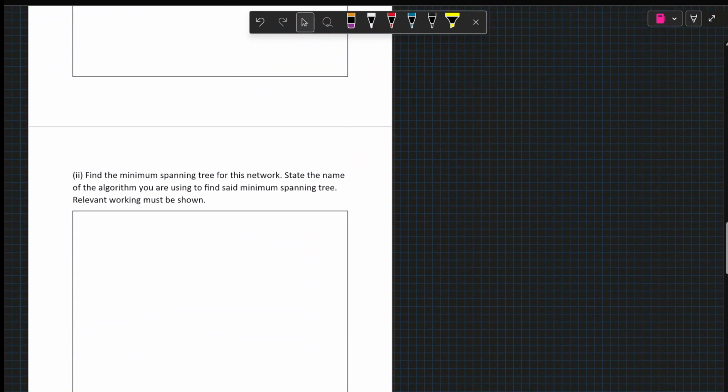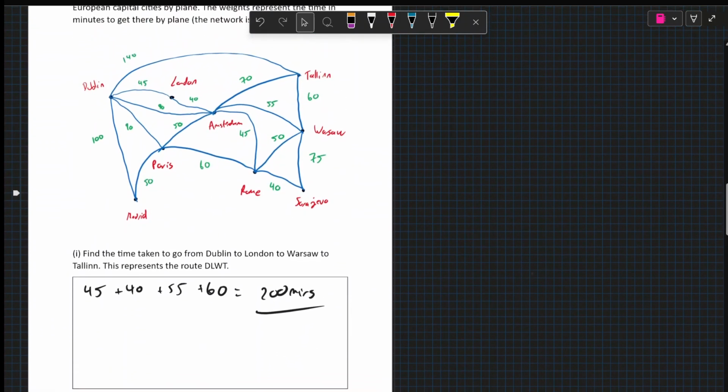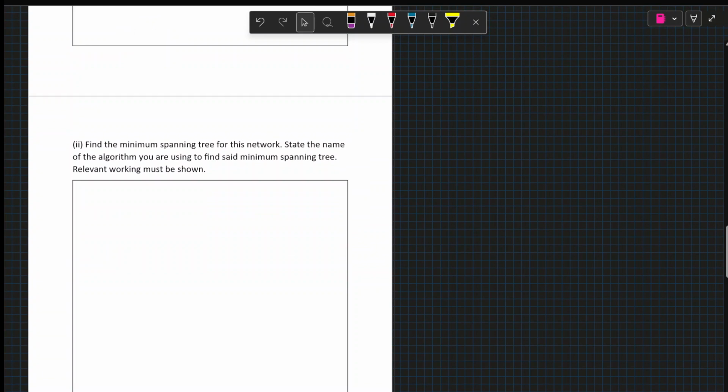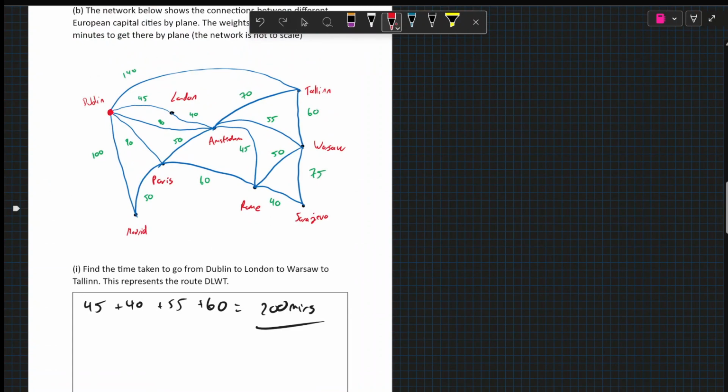State the name of the algorithm you're using to find said minimum spanning tree. Relevant working must be shown. So, my personal favorite to use is Prim's. So, we're going to use Prim's algorithm, and we're going to start at Dublin. I'm going to actually use this graphic. So, we're going to start at Dublin.